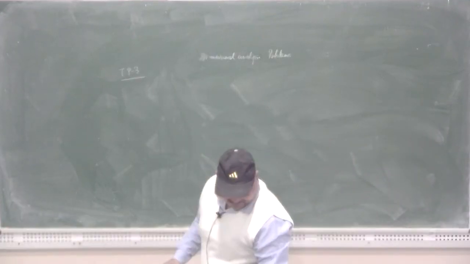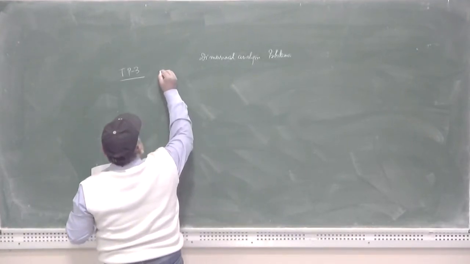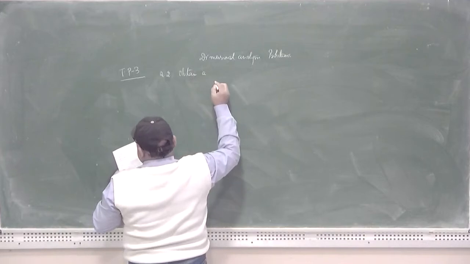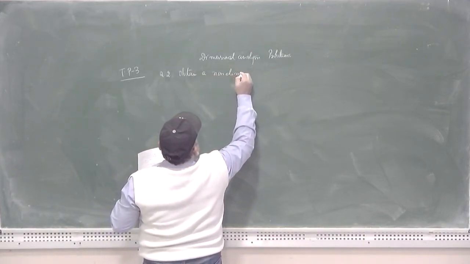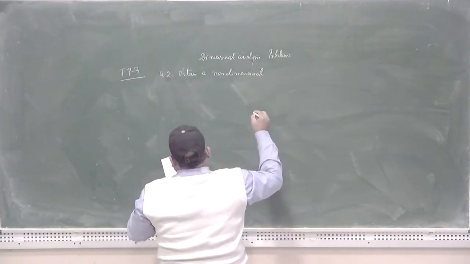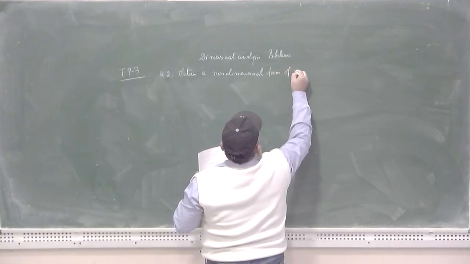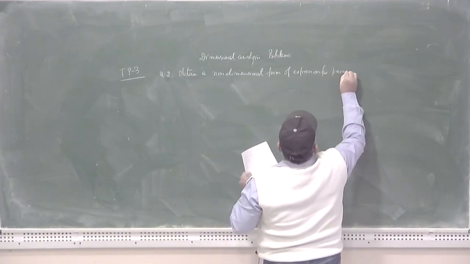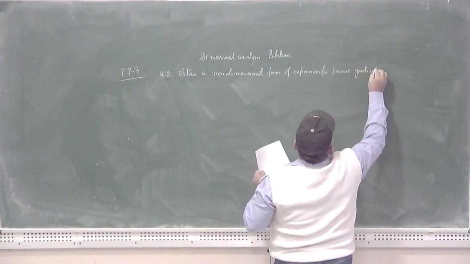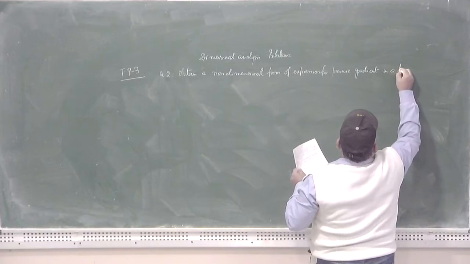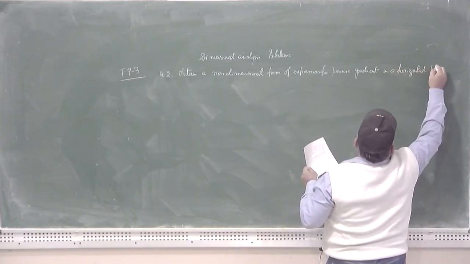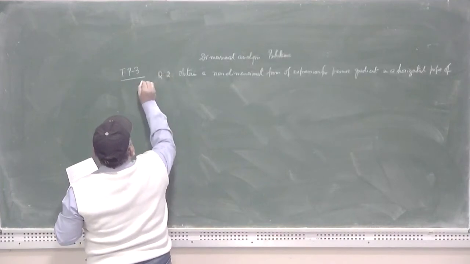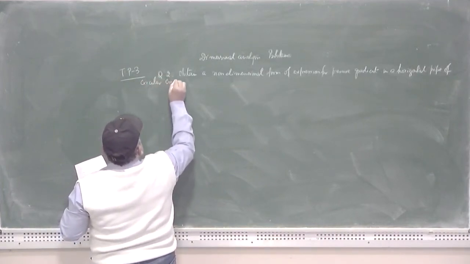The second problem is to obtain a non-dimensional form of expression for pressure gradient in a horizontal pipe of circular cross section.